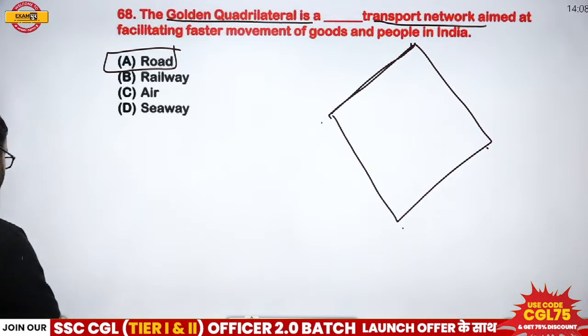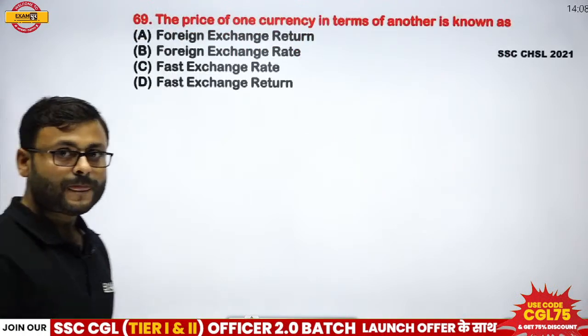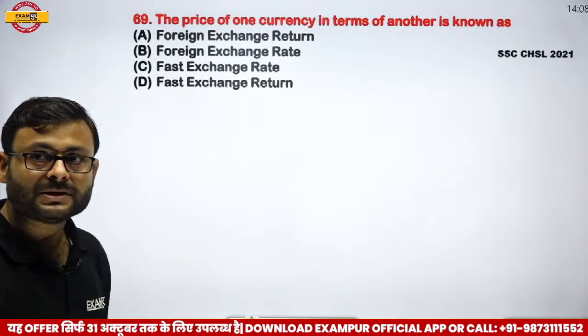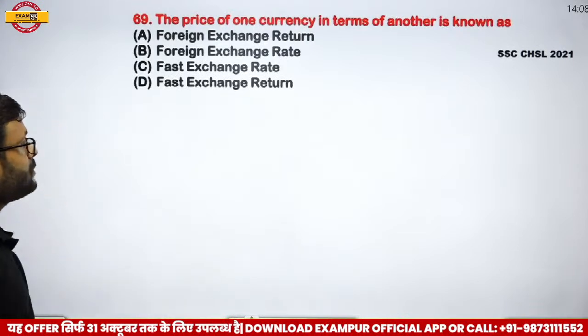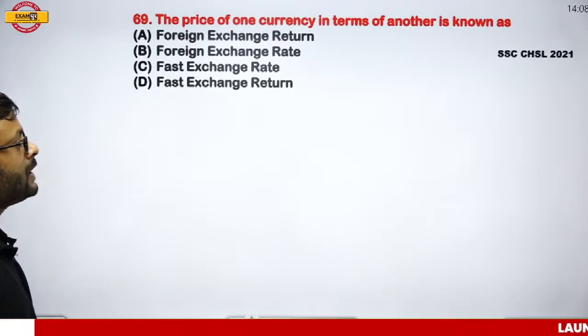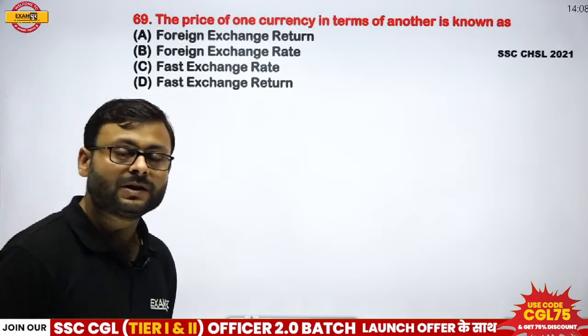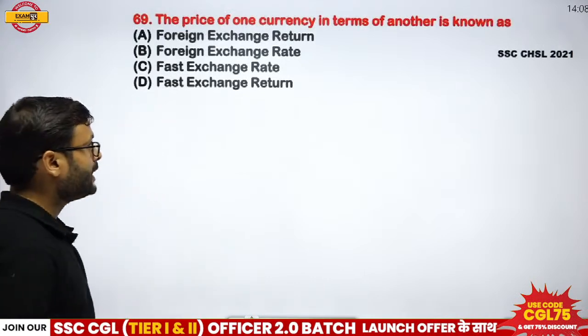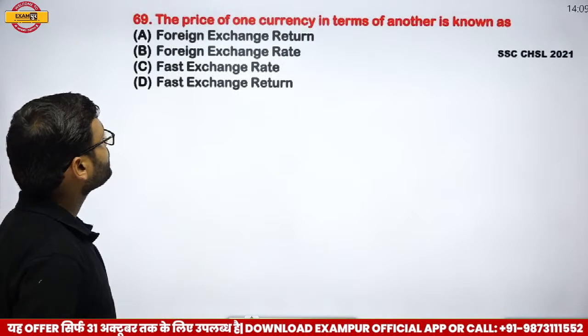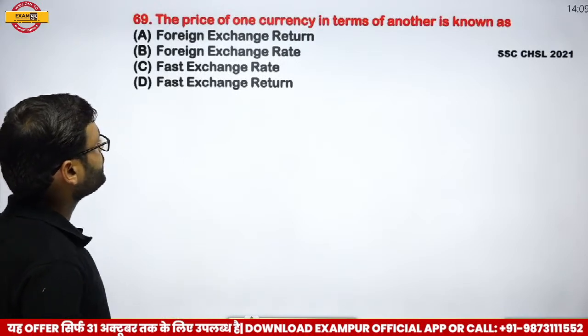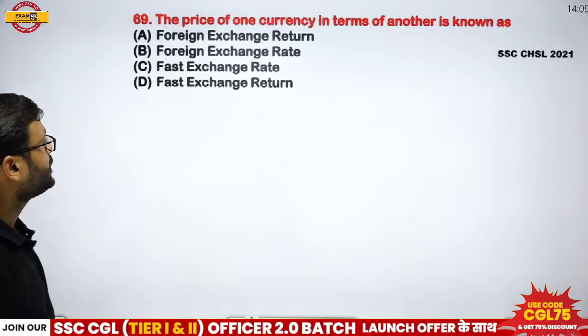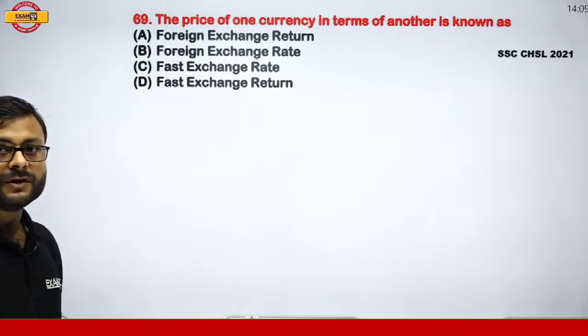Now come to the next question, question number 69. The price of one currency in terms of other currency is known as: foreign exchange rate, foreign exchange return, fast exchange rate, or fast exchange return. So what will be the correct answer for this question?